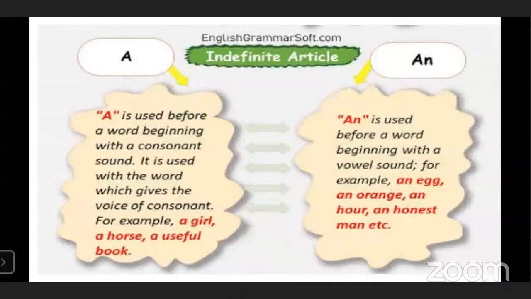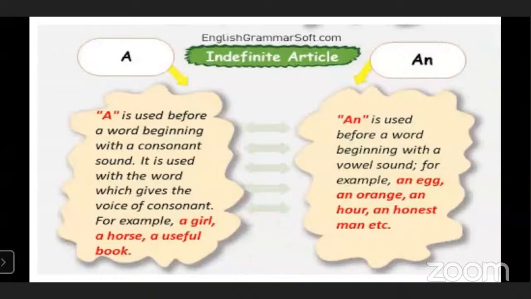For example, a girl, a horse, a useful book. Here G, H and U are consonant sounds. So we used article a. A girl, a horse, a useful book. Fine. Now see, the next one is an.